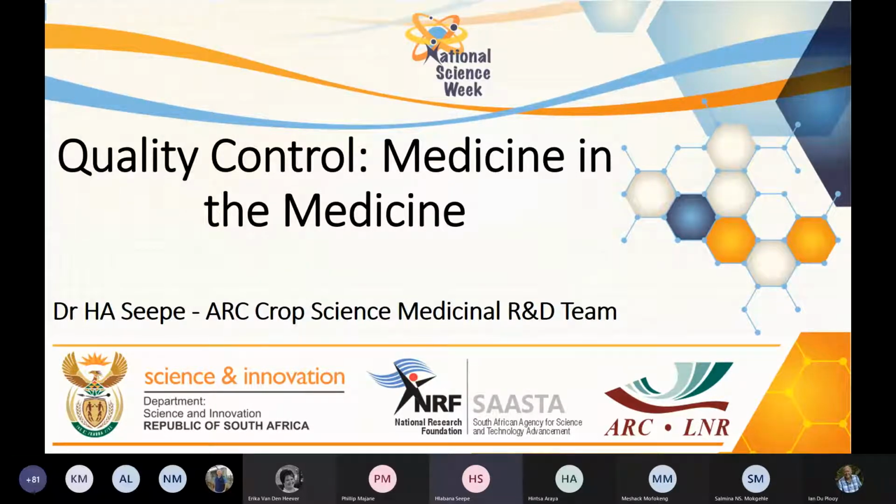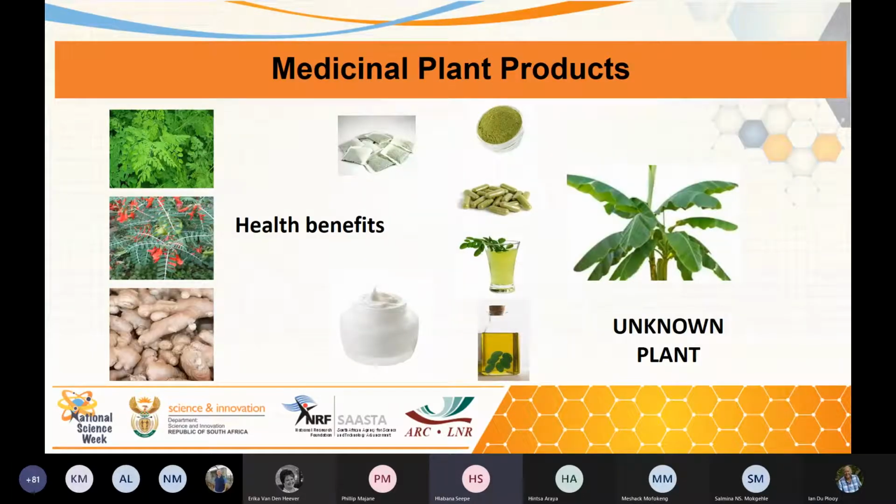As I've been introduced, I am Alfred Seepe, and I understand my colleagues who presented before me helped you understand what medicinal plants and vegetables are, and their value. As for me, I'll be presenting on the quality control of those medicinal plants, vegetables, and their products. But I would like to start with medicinal plants.